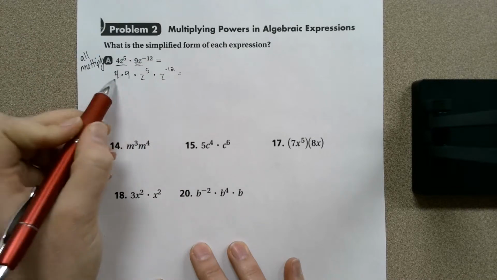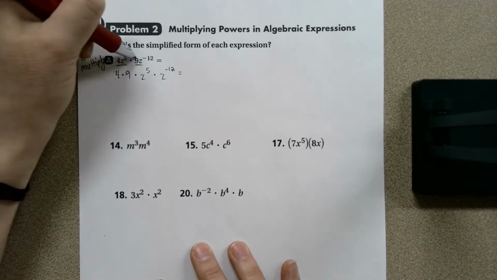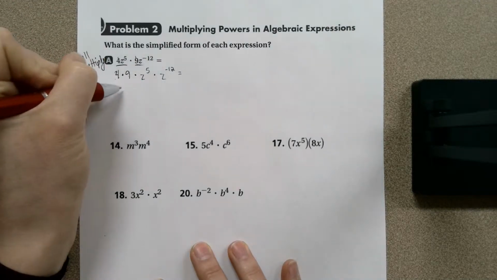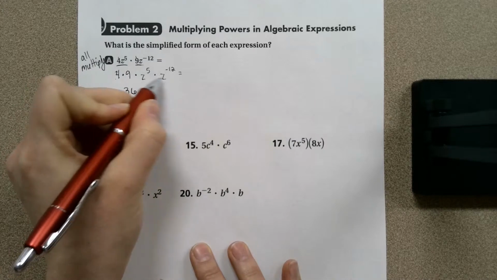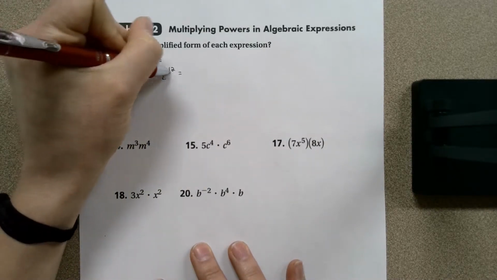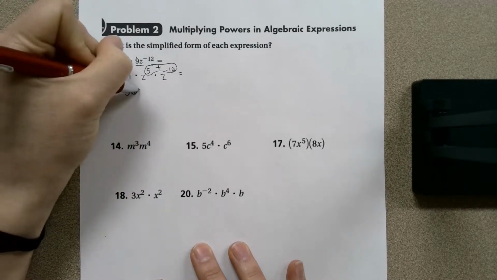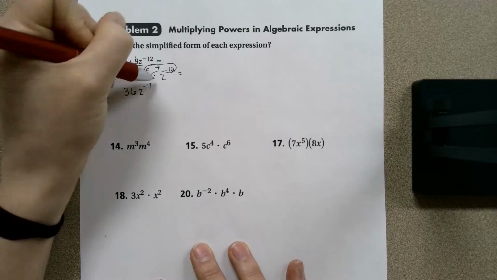We still have all of the same values being multiplied together, but we can multiply the 4 and the 9 together, and when we do that, we get 36. And now when we multiply both z variables, they're the same base, so we need to add their exponents. So we have then z to the negative 7th power.